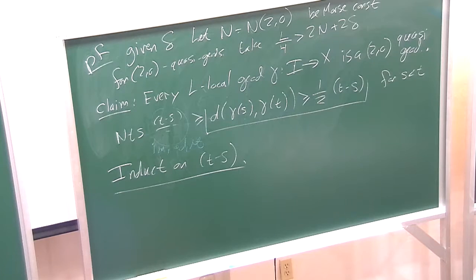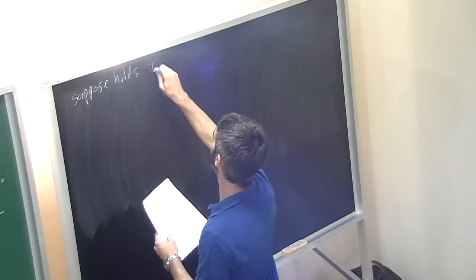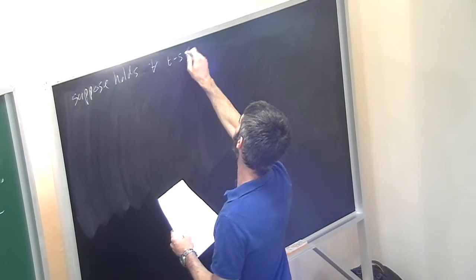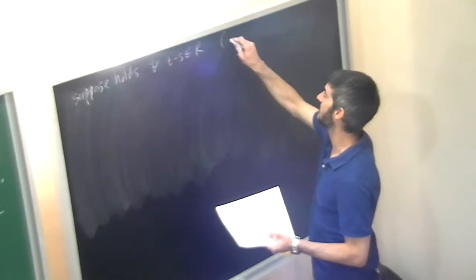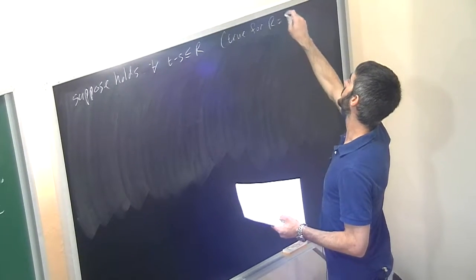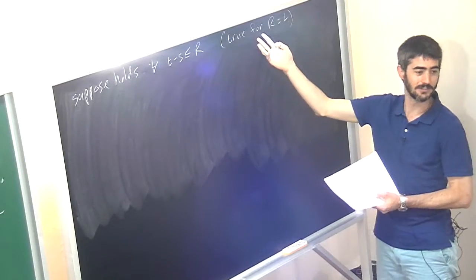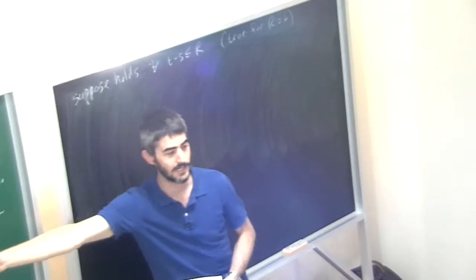All right, so let's suppose that it holds for all t minus s less than some number r. Okay, so I'm inducting. And notice that the base case is true for r equals L, because that's the assumption. Whenever t minus s is less than L, then it's actually equal. So definitely the base case is true, and I'm assuming r is some number.